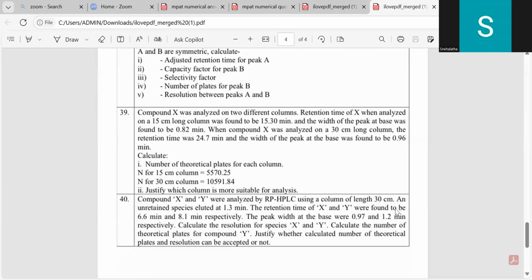Next, the last problem. Compounds X and Y were analyzed by RP-HPLC using a column of length 30 centimeters. An unretained species eluted at 1.3 minutes. So this is the time for the unretained species, or you can call it the dead time. It is denoted by tm. The retention times of X and Y were found to be 6.6 and 8.1 minutes.